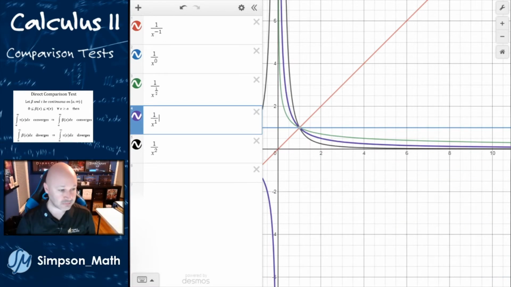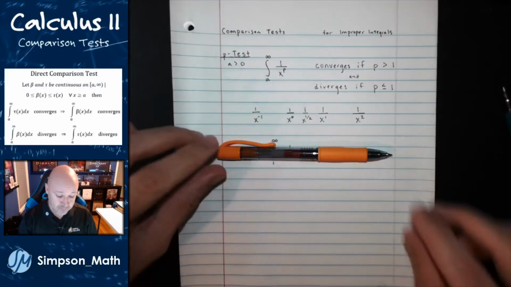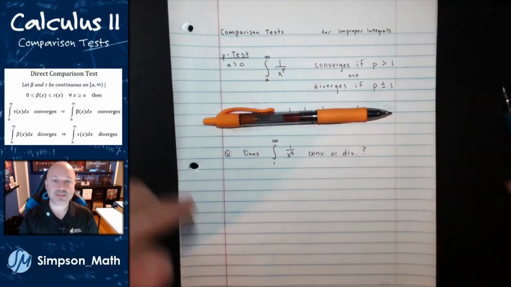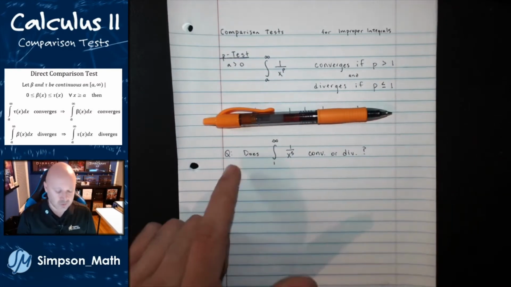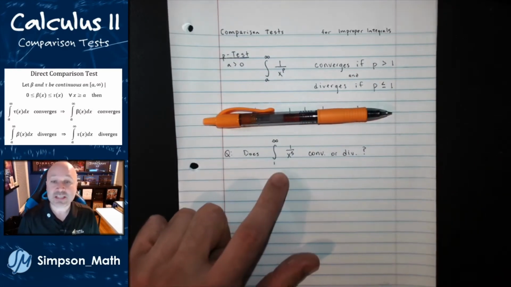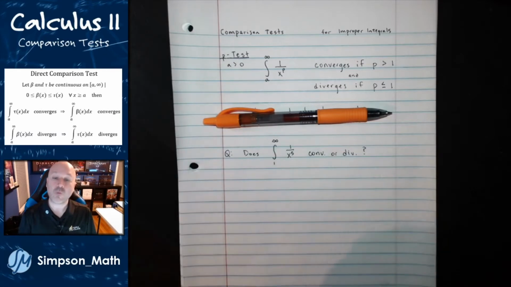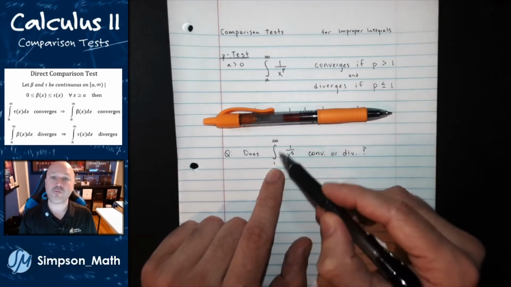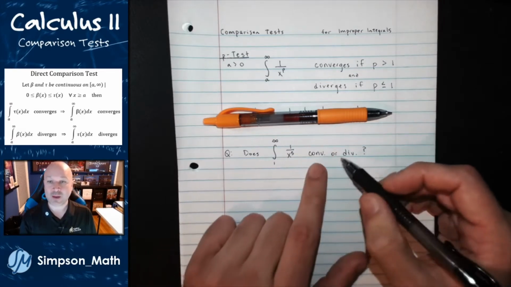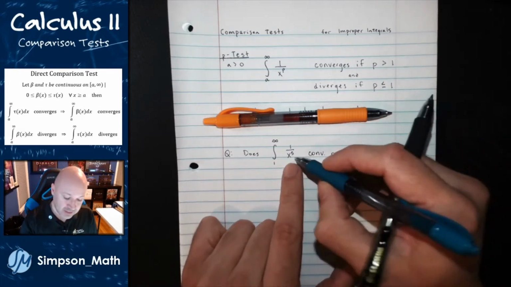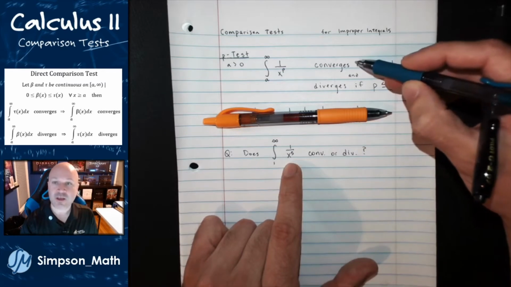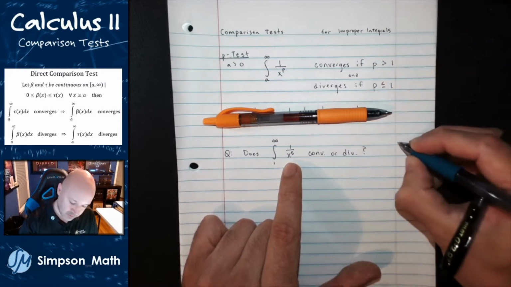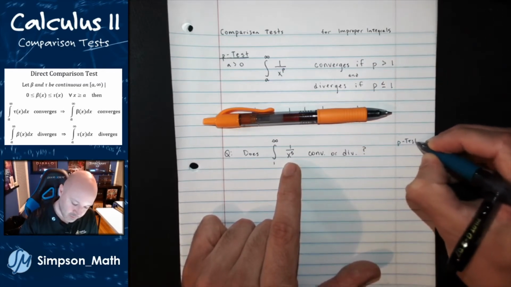All right, let me go back to writing. And let's kind of talk about that some more. So I've got a question here. Does the integral of 1 over x to the 5th power converge or diverge? And we're talking about the integral from 1 to infinity. Now we know the answer to this. Because the power is larger than 1, this will converge. So by the p-test, I'm done.